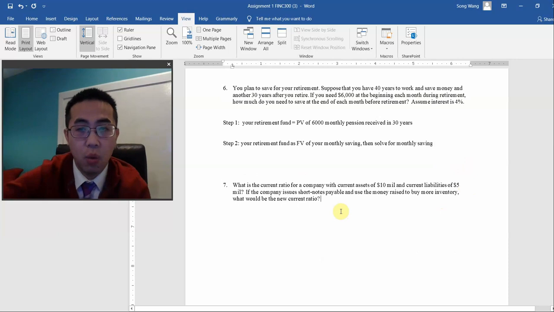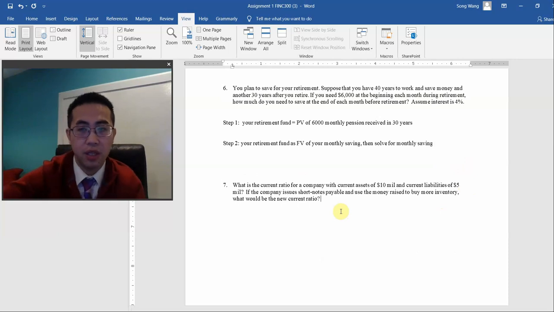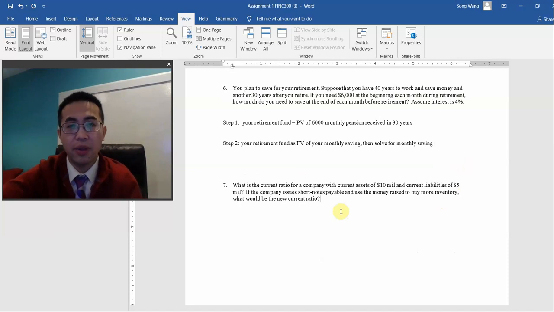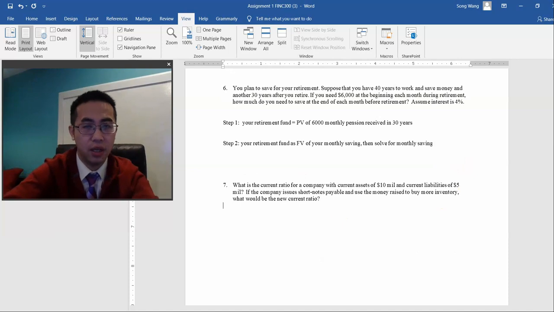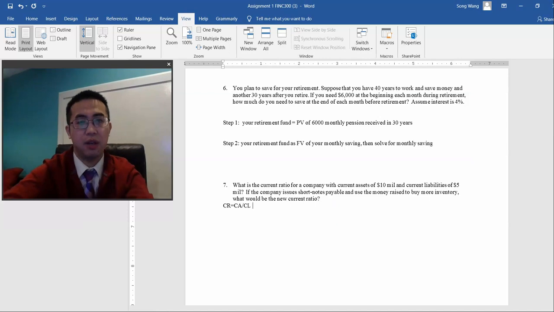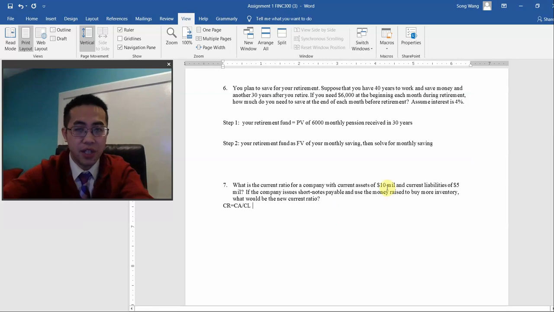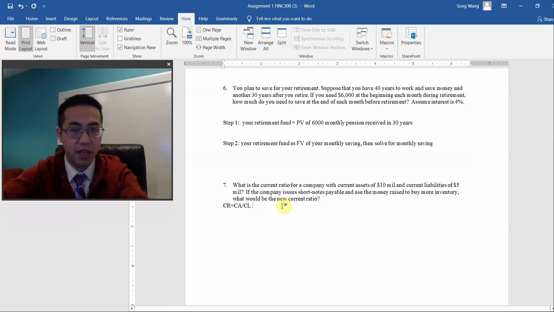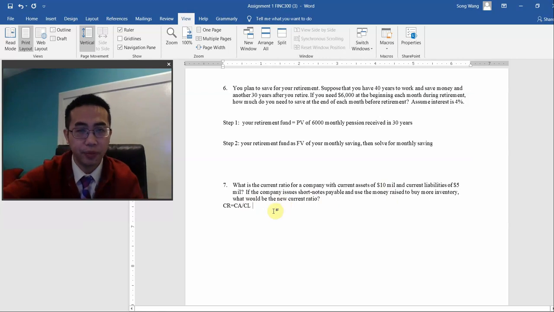Question 7. What is the current ratio of a company with the current assets of $10 million and the current liabilities of $5 million? Well, that's easy to do, right? Your current ratio is current assets over current liabilities. Your current assets are 10, the current liabilities are 5, so the current ratio is 2. I just answered that question for you.